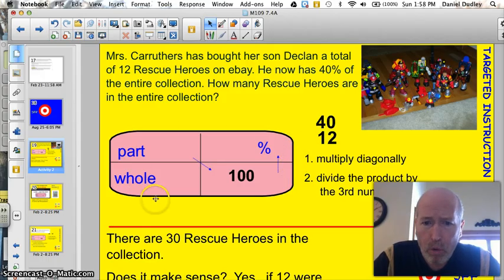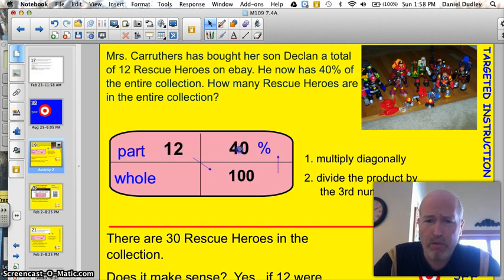All right, so we're going to use our box to solve this. There are a total of how many rescue heroes? So the whole part is going to be the part that we're missing. We know that he has 12, and we know that that 12 is 40%. So we've got this in here, and we'll use still our two rules that we used before. We're going to multiply diagonally and then divide the product by the third number.